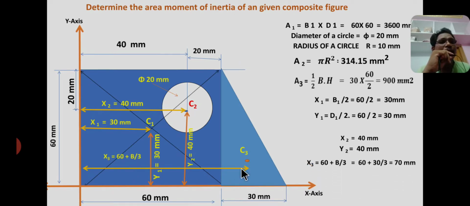Similarly y3, from here to here the distance between centroid C3 and x-axis is y3, equal to 1/3 height of a triangle. That means the total height of the triangle equal to 60 mm. 60 by 3 equal to 20 mm. So y3 equal to 20 mm.